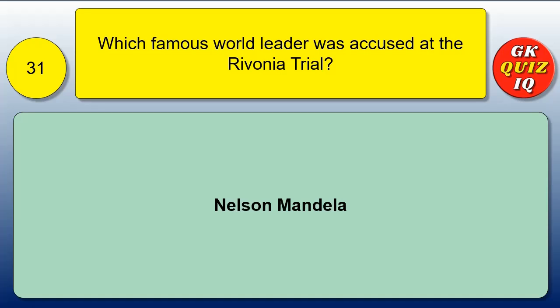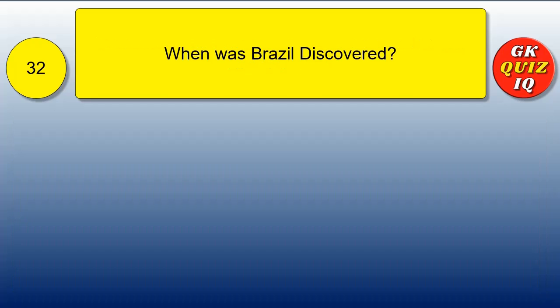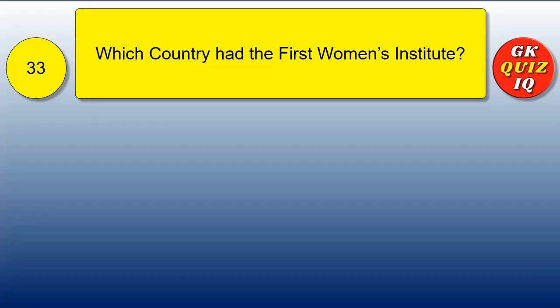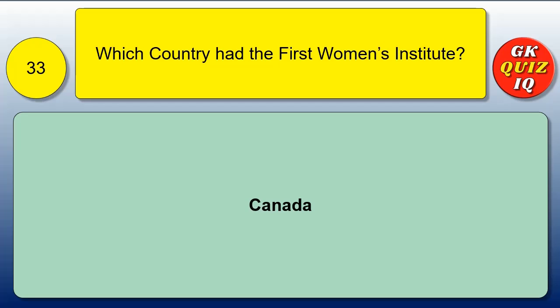Which famous world leader was accused at the Rivonia trial? Nelson Mandela. When was Brazil discovered? 1500. Which country had the first Women's Institute? Canada.